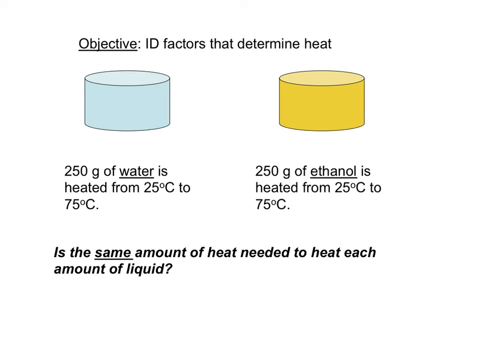What if you have the same amount of two different liquids and want to heat each liquid from 25 to 75 degrees? Stop the video and answer this question. And the answer is no. Although the amounts are the same and the temperature change is the same, different substances require different amounts of heat.